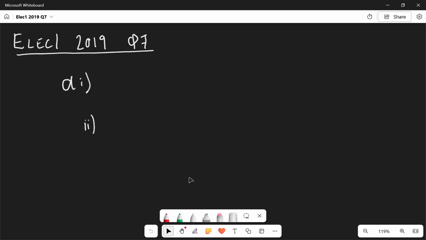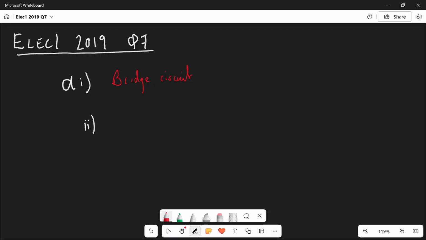And the first part of this question is, what is the name of this type of circuit? Well, this is known as a bridge circuit. It's one of those circuits you've got to be able to recognize.